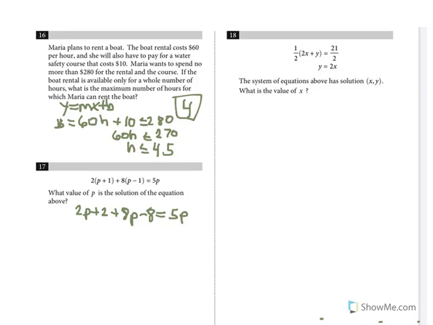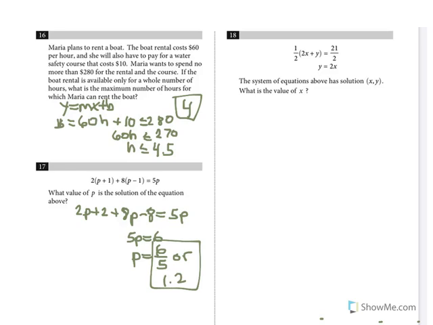And combining our like terms, grouping terms together, that is going to give us 5p equals 6. So p equals 6/5 or 1.2. Either one of those answers is going to be acceptable. Put in your 6/5 or 1.2.